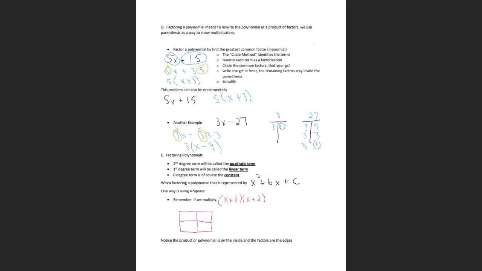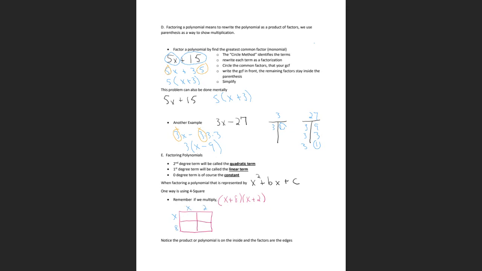So if we have polynomials that look like this, notice how the coefficient of the x squared term, the quadratic term, is 1. These are going to be not too bad to do. So what I'm going to do first is organize this using what we call foursquare. Now, if you remember, in multiplying x plus 8 times x plus 2, the x and the 8 went on the edges. So the x and the 8 were on the edges, and the x and 2 were the edges.